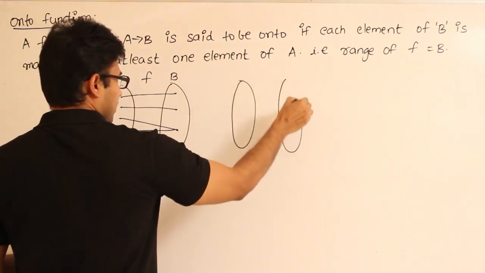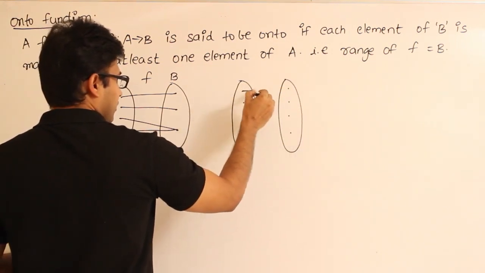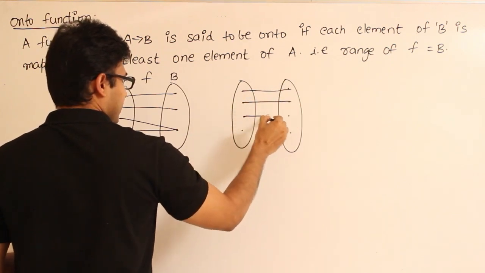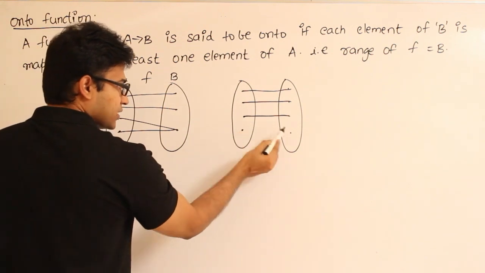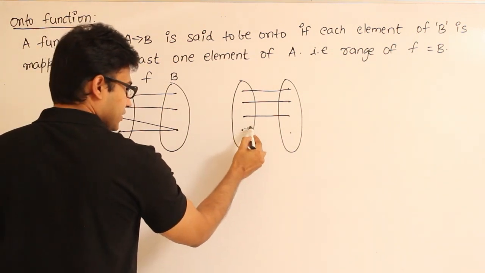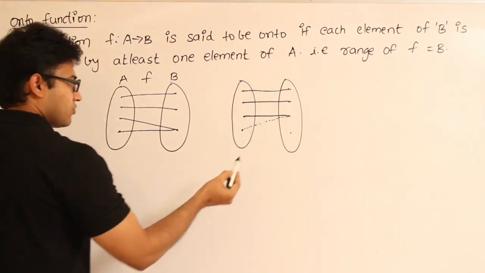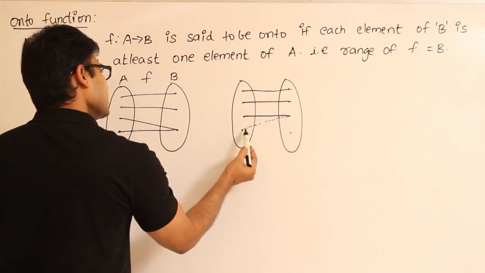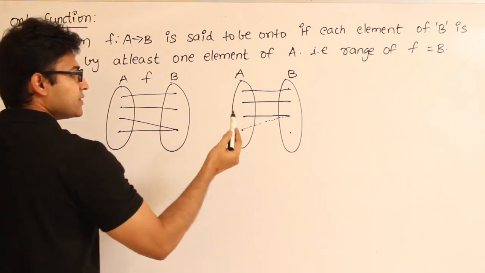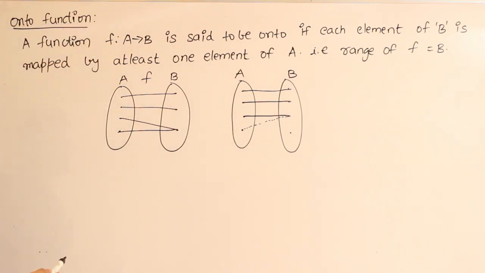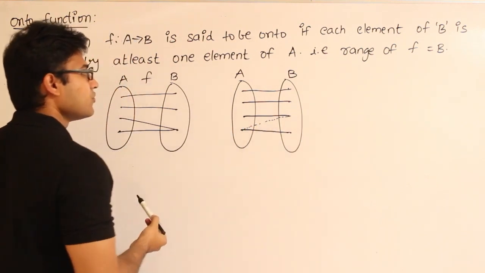Let's say we have 1 2 3 4 and 1 2 3 4. Now if this element didn't map to this one, and goes and maps here, then it is not onto, because we have left out one element without mapping to an element in A. So every element in B has to be mapped to an element in A. If it doesn't happen, then we can say that it is not an onto function, right? Let us say the mapping is like this, then we can say that it is an onto function.